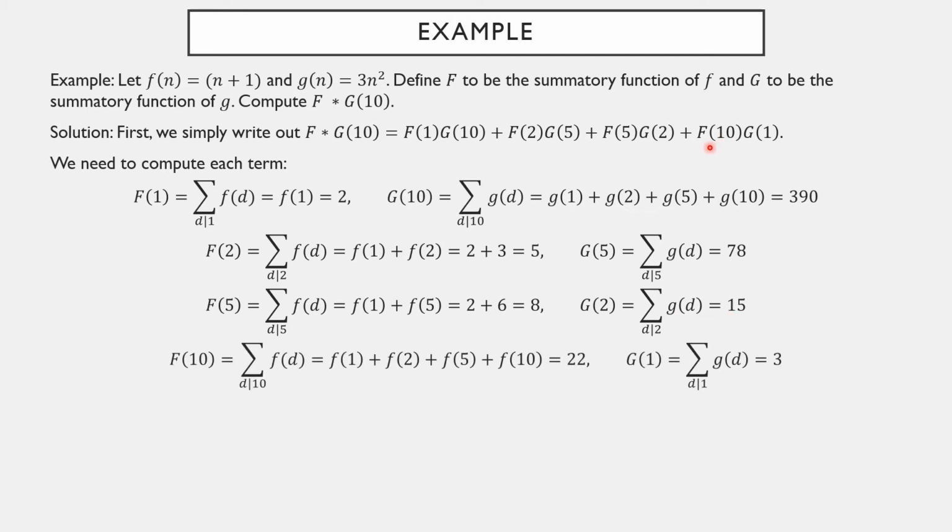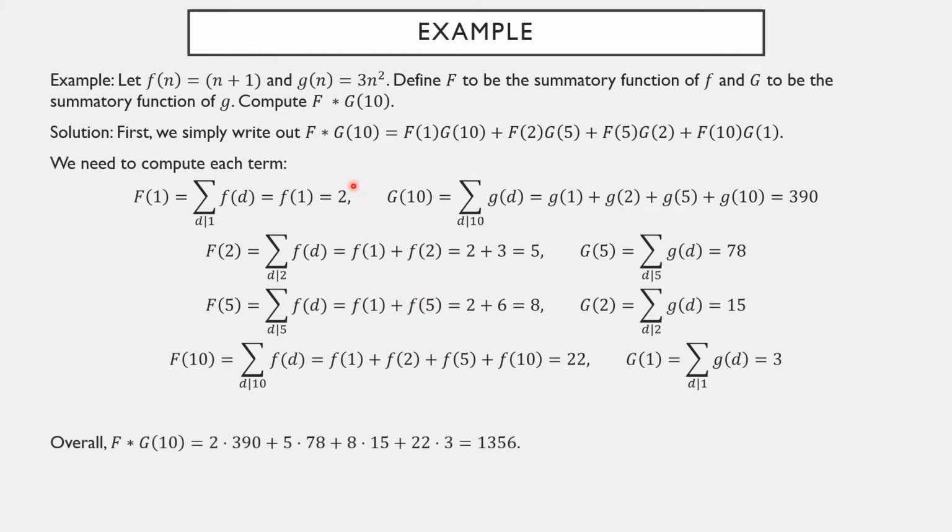For our last term, we have f of 10 and capital G of 1. Capital F of 10, take the positive factors of 10 and plug them into little f. So I have f of 1, f of 2, f of 5, f of 10. Since f of n is n plus 1, this is just 2 plus 3 plus 6 plus 11, which works out to be 22. Capital G of 1, on the other hand, says take all the positive factors of 1 and plug them into little g. So this is just little g of 1, which is just 3.